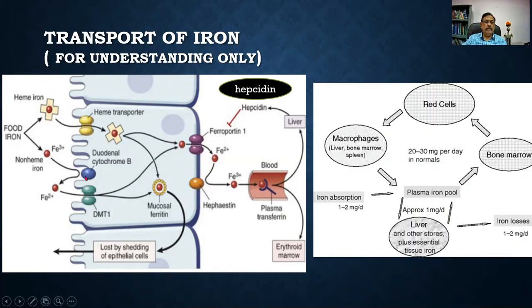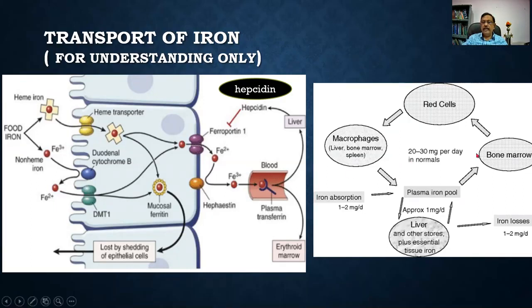And another form is the non-heme iron, which is being carried by means of the DMT and the ferroportin, etc. When it is in excess, you find this hepcidin is stimulated, which prevents further absorption. This is just an overview. There are various theories such as the mucosal block theory, etc. You people would have read it in biochemistry.